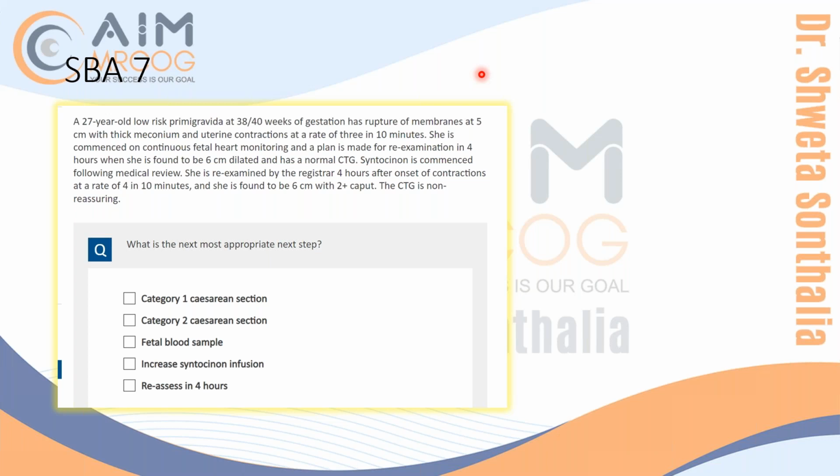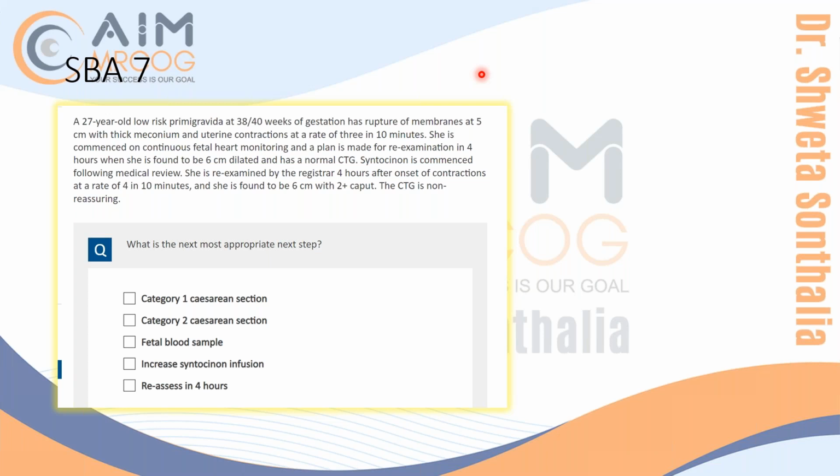So, a 27-year-old primigravida at 38 weeks of gestation has rupture of membranes at 5 centimeters with thick meconium and uterine contractions at the rate of 3 in 10 minutes. She is commenced on continuous fetal heart monitoring and a plan is made for re-examination in 4 hours, when she is found to be 6 centimeters dilated and has a normal CTG. Syntocinon is commenced following medical review.